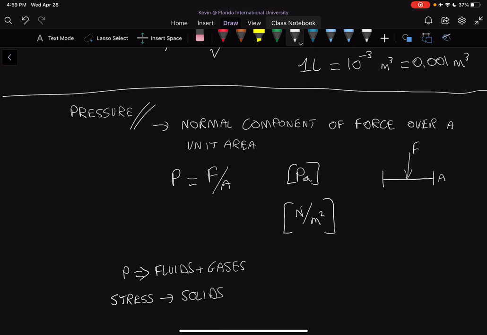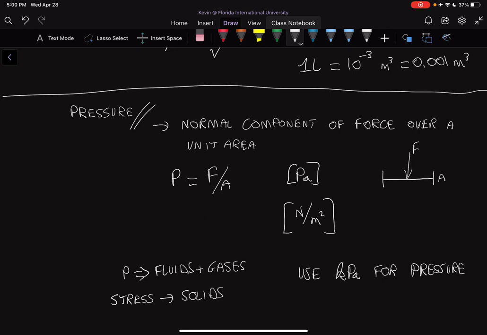Now, in our class, we usually use kilopascals for pressure because pascals are very, very small. It turns out that pascals are a very small unit of pressure, so for convenience, we usually use kilopascals as the main unit for pressure.